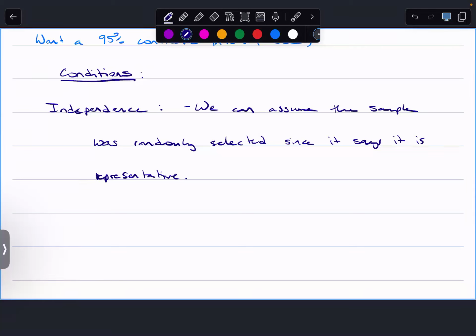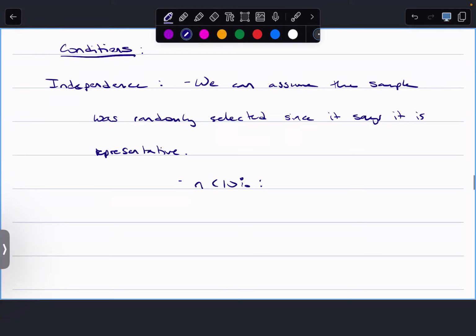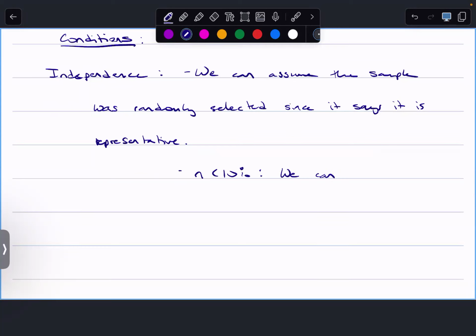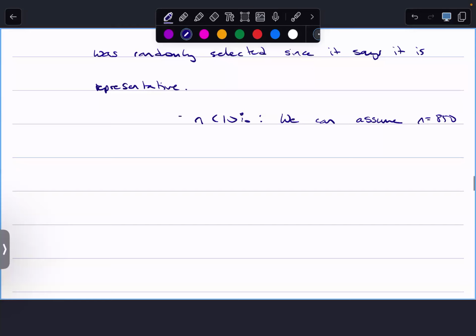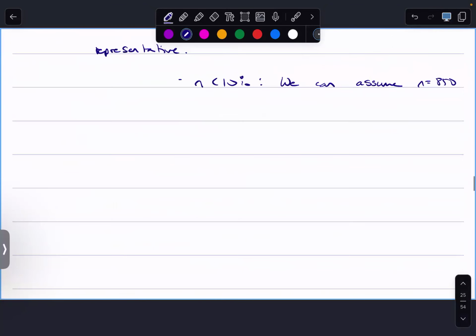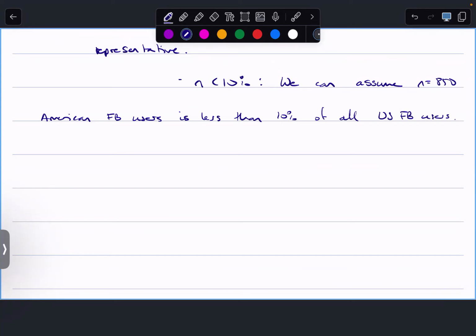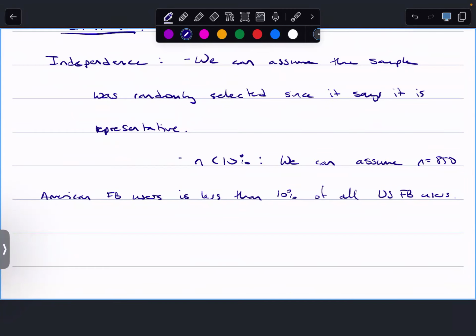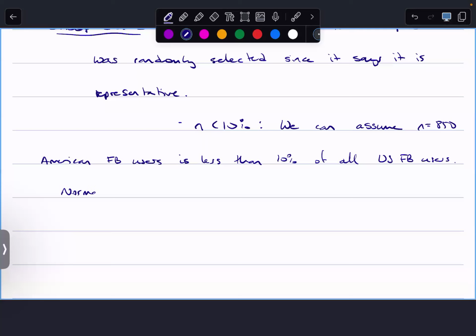Is 850 Americans less than 10% of the population of Americans, so the n less than 10% condition. Again, we just kind of talk our way through. We can assume 850 Americans is less than 10% of all Americans. n equal to 850. I think it's American Facebook users, but still. American Facebook users is less than 10% of all US Facebook users. Getting lazy. So that's the independence condition, which you just kind of talk your way through.